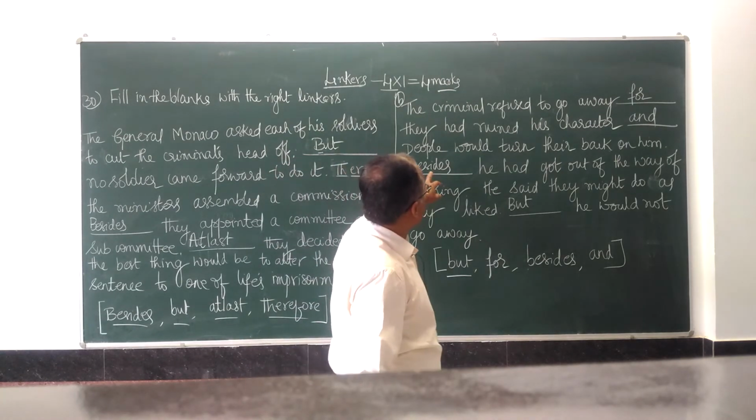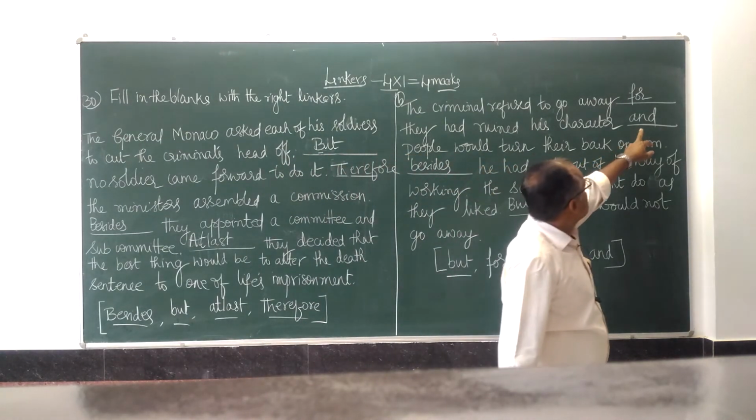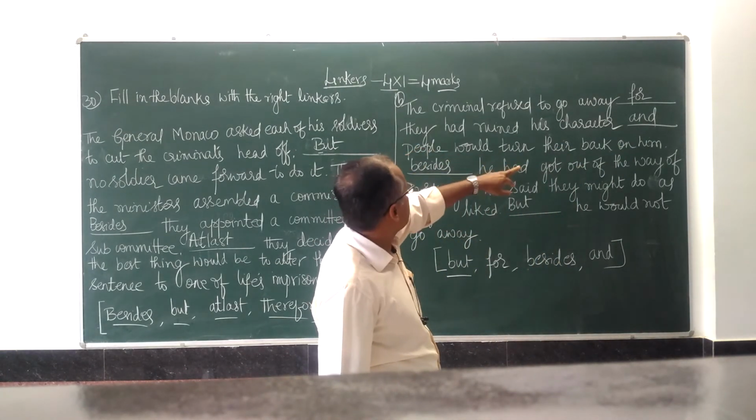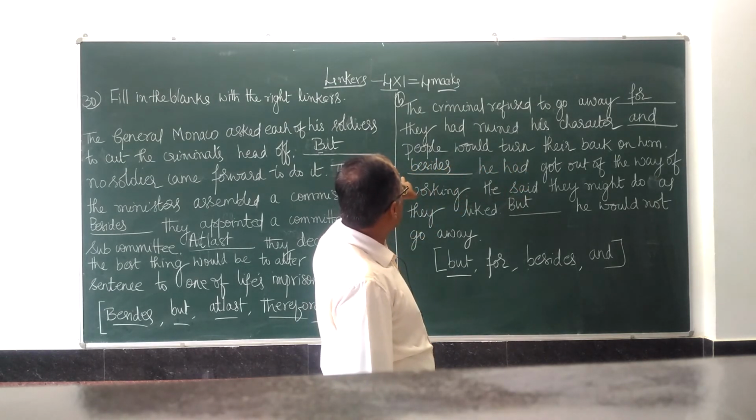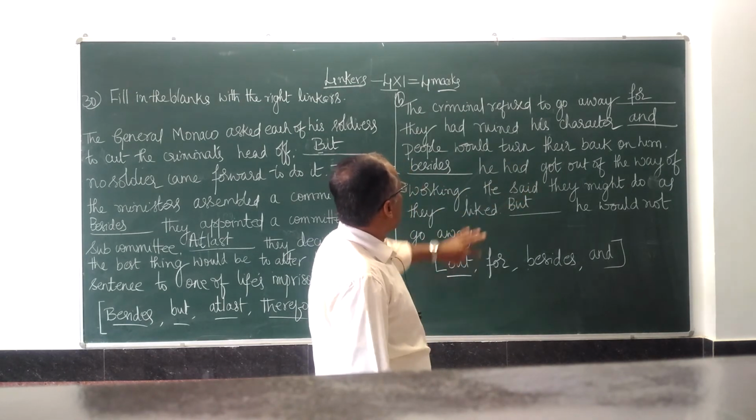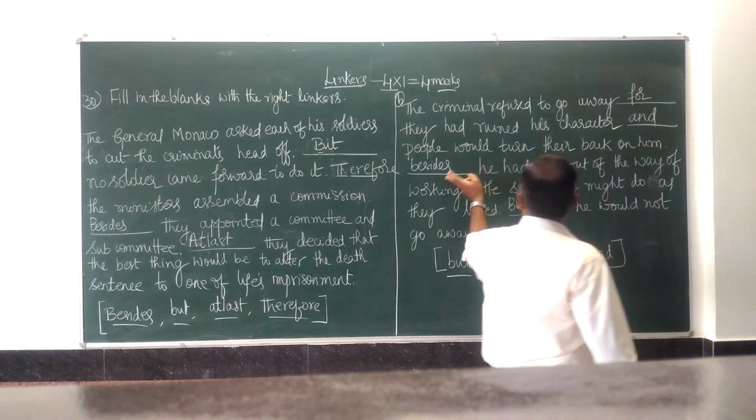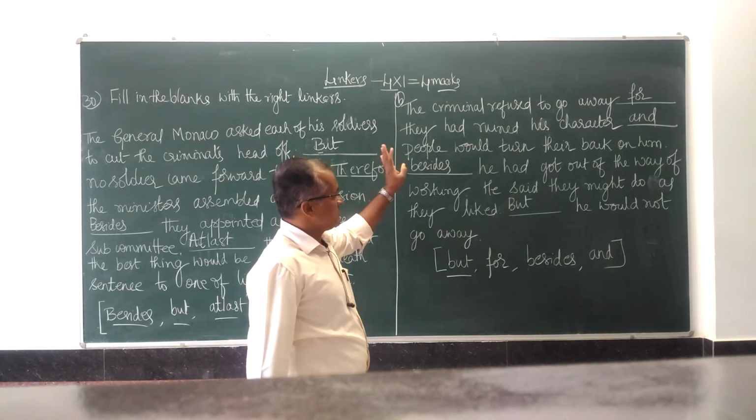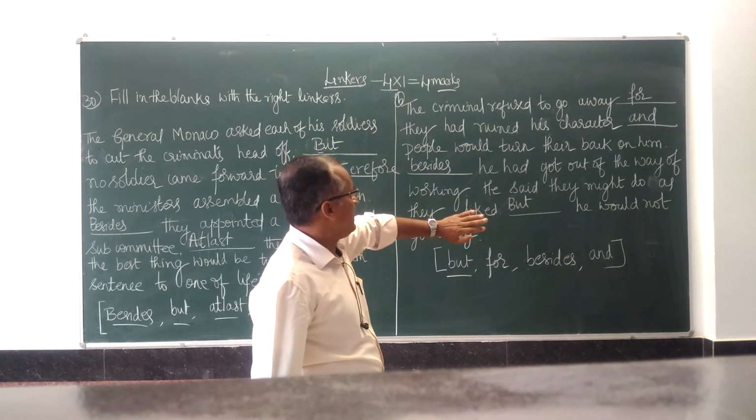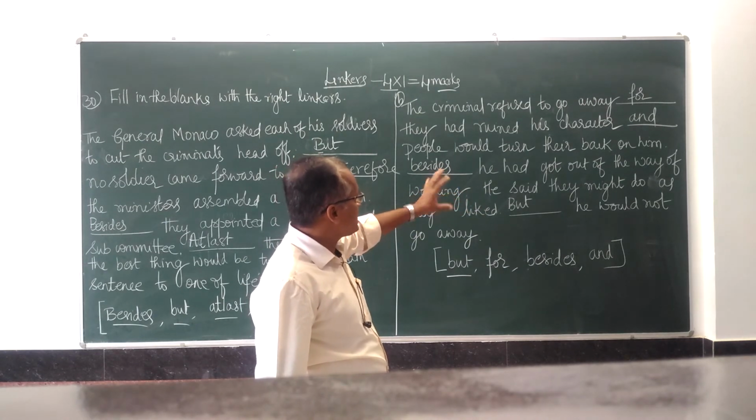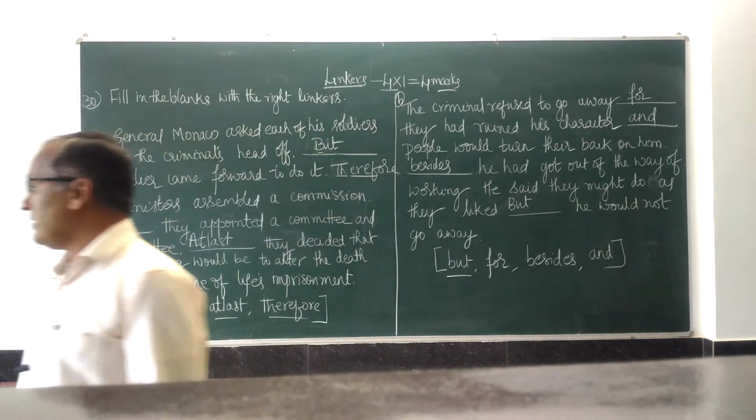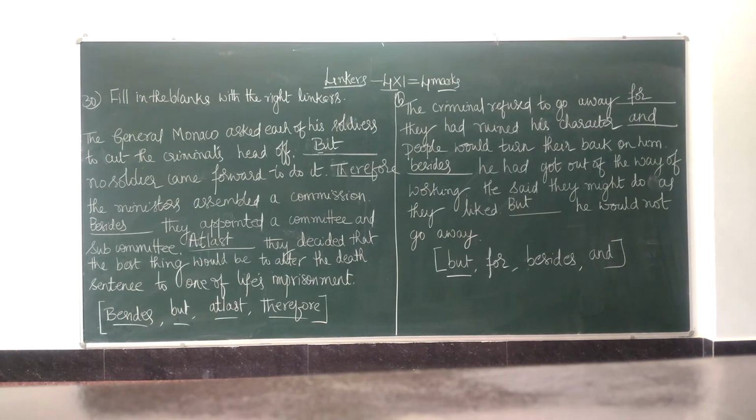You can also check whether you have used these two correctly. If you interchange, read once again by interchanging them. They had ruined his character. Besides, people would turn their back on him, and he had got out of his way of working. Okay, so these two can be interchanged. Sometimes it is also possible. Both give the same meaning. In such cases, you can interchange. Okay, I think you are clear with this one. Let us try a new example. One more example.